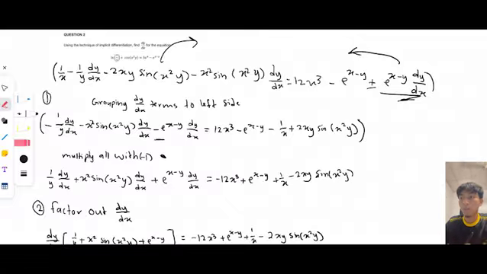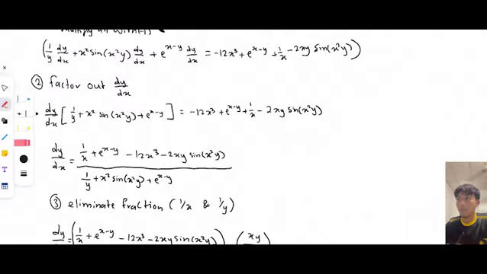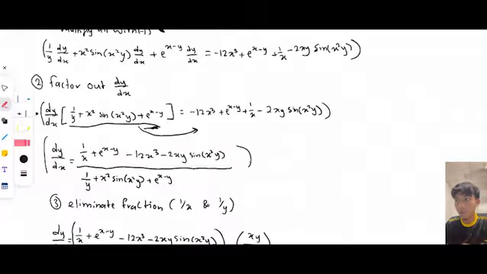So this one is optional, but I'm going to do it so that we have a cleaner equation. So next step is to factor out dy over dx. We're going to factor out dy over dx, and we're going to have this equation. Right now we have this in multiplication, but I'm going to take it from the left side to the right side, and it will be divided. So we're going to have this equation, dy over dx equals the equation.